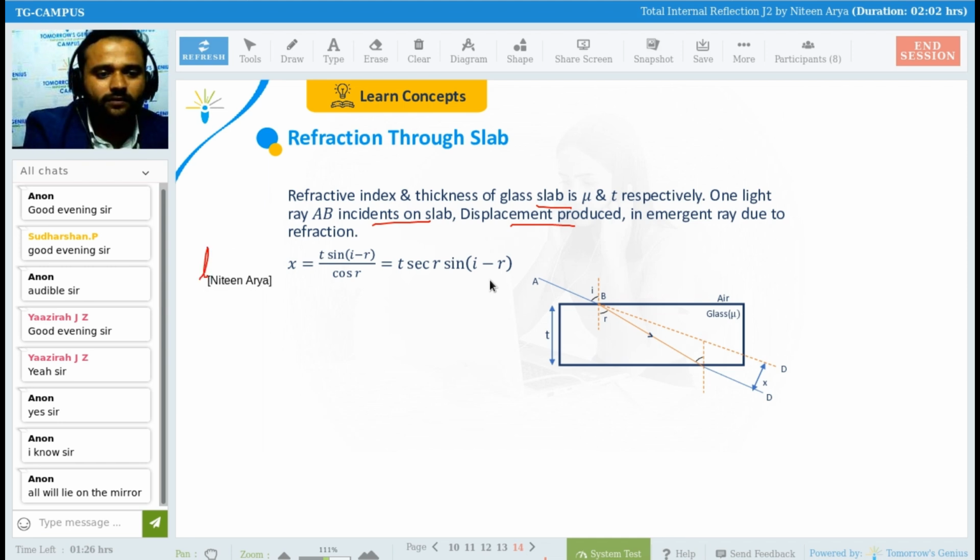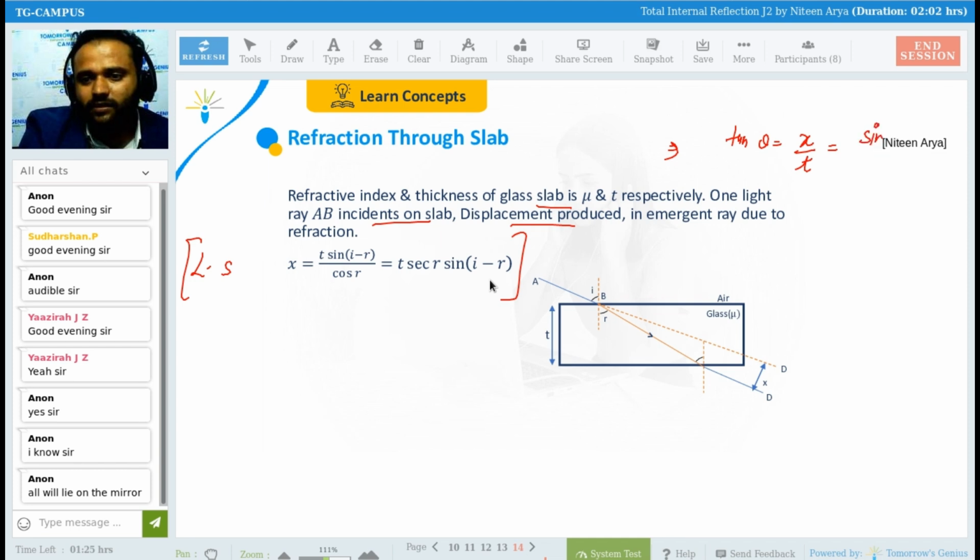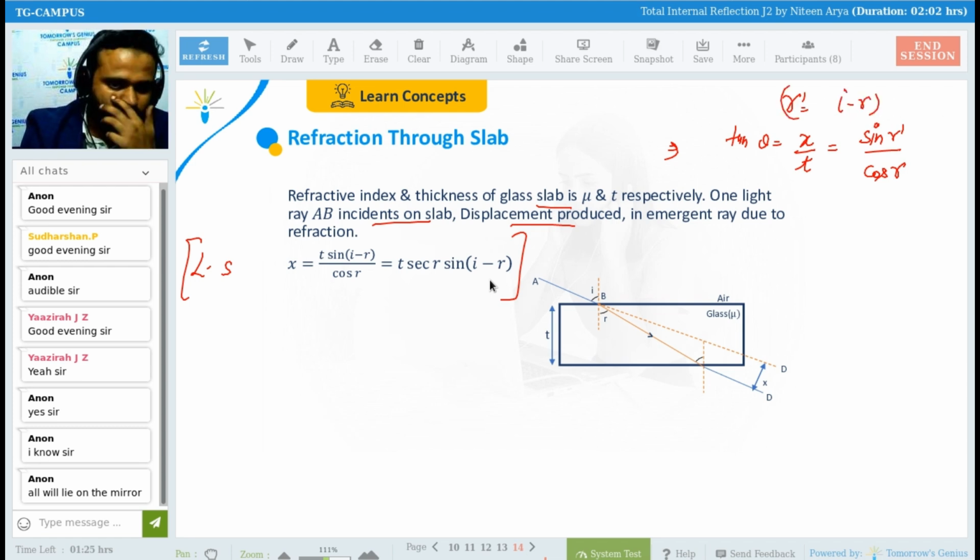is x, which is the lateral shift. x is t sin(i minus r) divided by cos r. And how can you find it? See, there is tan of an angle theta, which is x upon t, and that is sin r prime divided by cos r. There r prime is i minus r. I can think of that from this definition at least. If this is i, this is r, and that angle, vertically opposite, is r also.